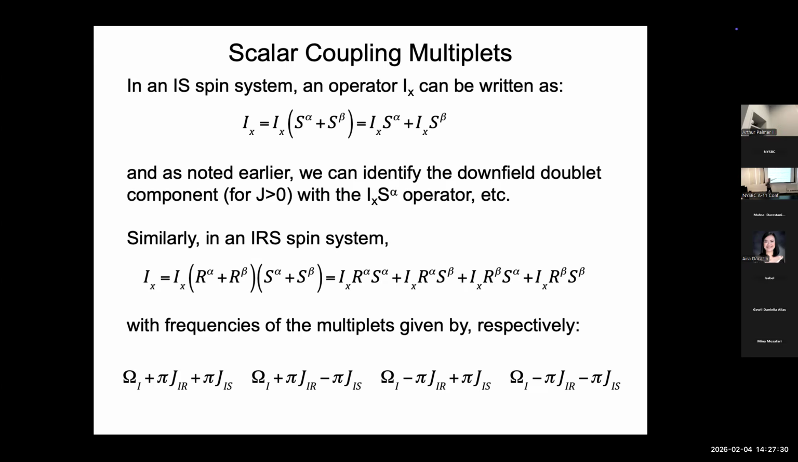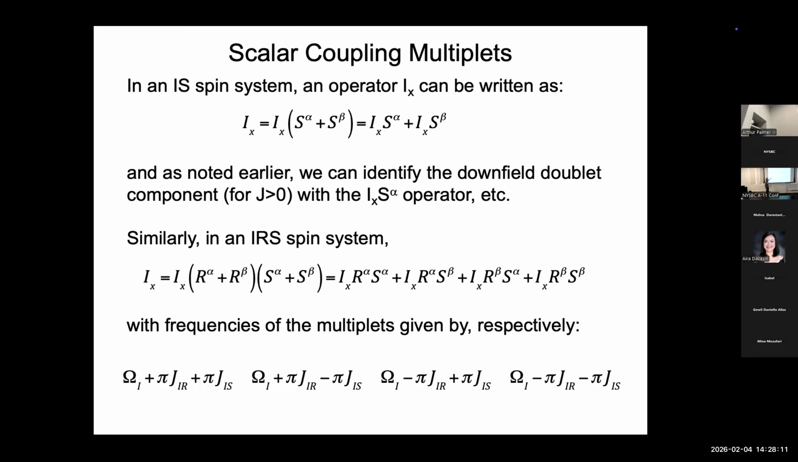Assuming the couplings are all positive, this one is going to be at the sum of the 2 J couplings. So that's shown here. And then this one is positive, negative, so here I have the difference of the 2 J couplings. Here's the other way, and here's the other way. I have 4 lines of equal intensity, and I can assign to each line a frequency and what operator it represents.